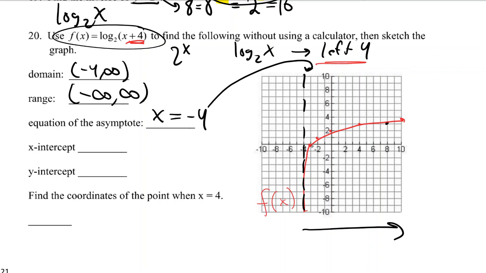Okay, x-intercept, I can see that it goes exactly through (-3, 0). I knew that because it was at (1, 0), and then I shifted it left 4. That's why I really like having exact points.